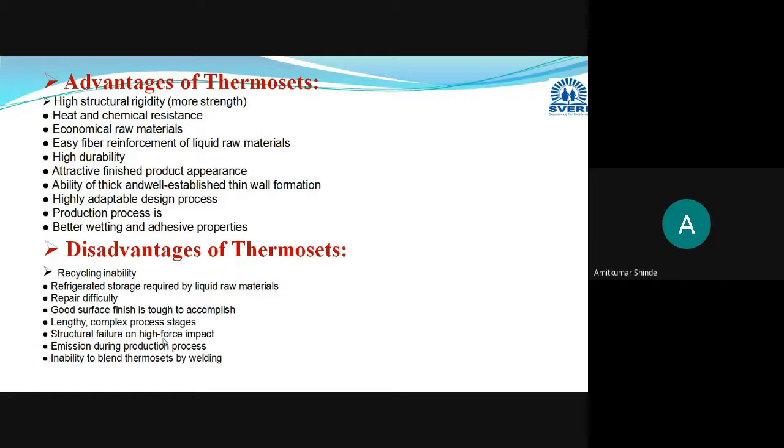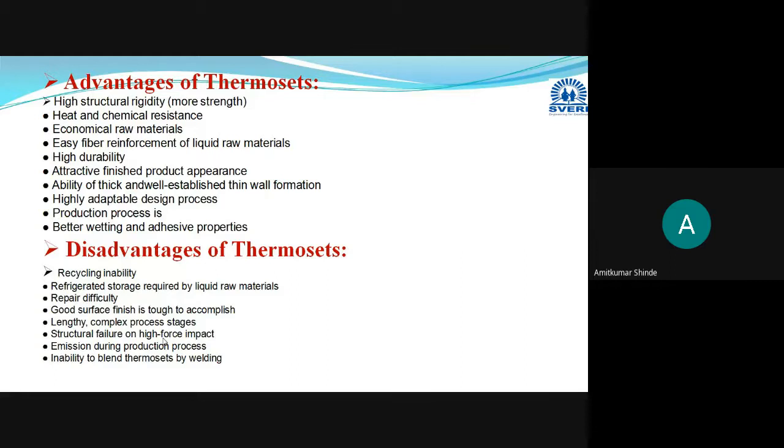Advantages will be like this. These thermosets have high strength, and their resistance to heat and chemicals is very high. Then it has very low cost. Okay, low cost is an advantage of this thermosetting material, or thermosets.